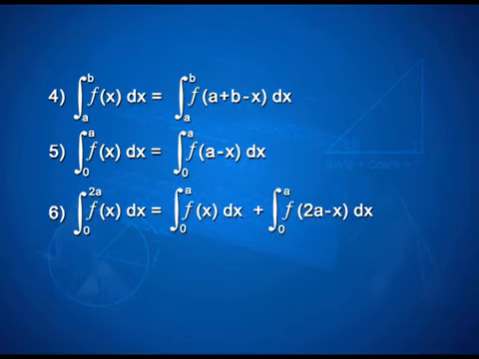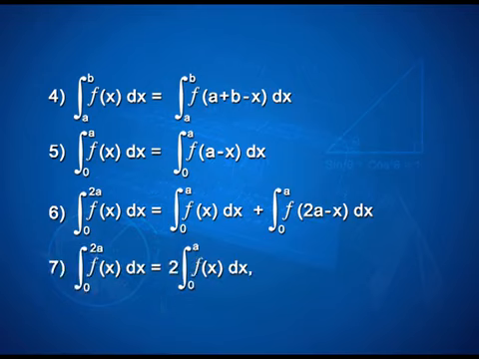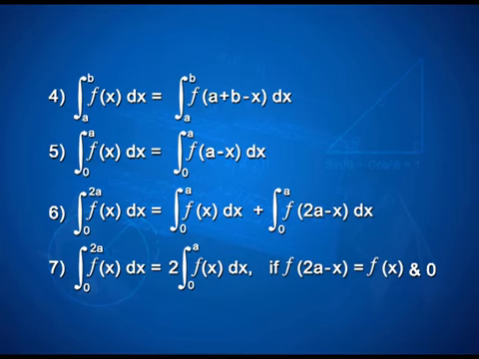And sixth property is integral 0 to 2a f(x) dx can be written as integral 0 to a f(x) dx plus integral 0 to a f(2a - x) dx. And seventh property says integral 0 to 2a f(x) dx is equal to 2 times integral 0 to a f(x) dx if f(2a - x) is equal to f(x), and 0 if f(2a - x) is equal to -f(x).